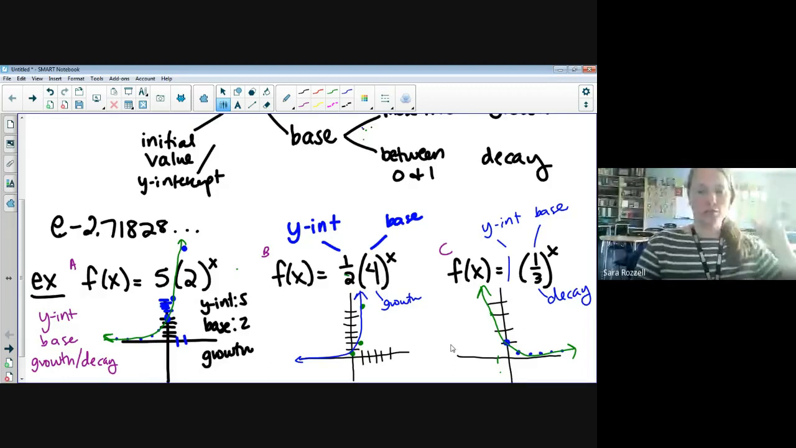Any questions on determining y-intercept, base, and if it's growth or decay? Thumbs up if y'all are good with that.